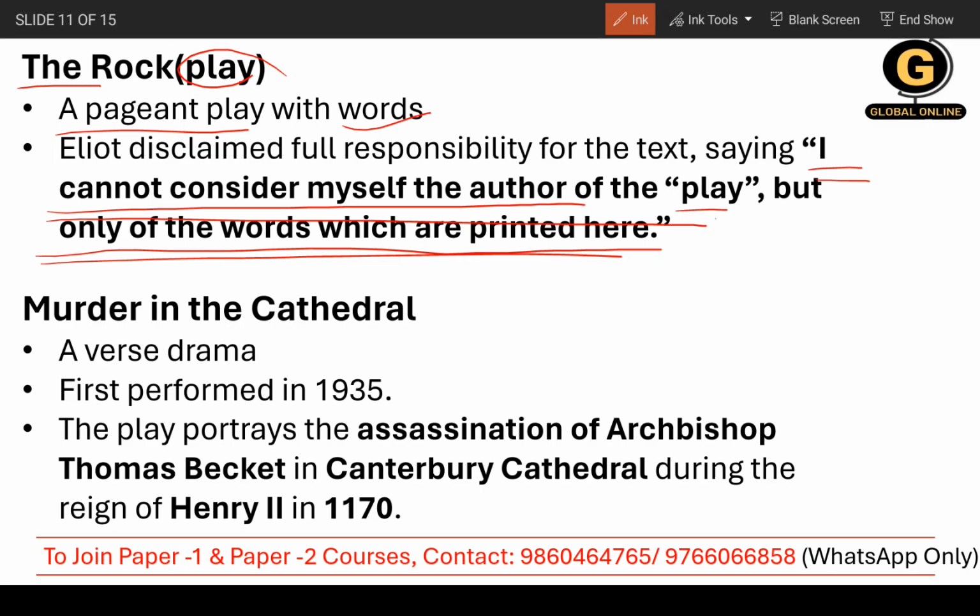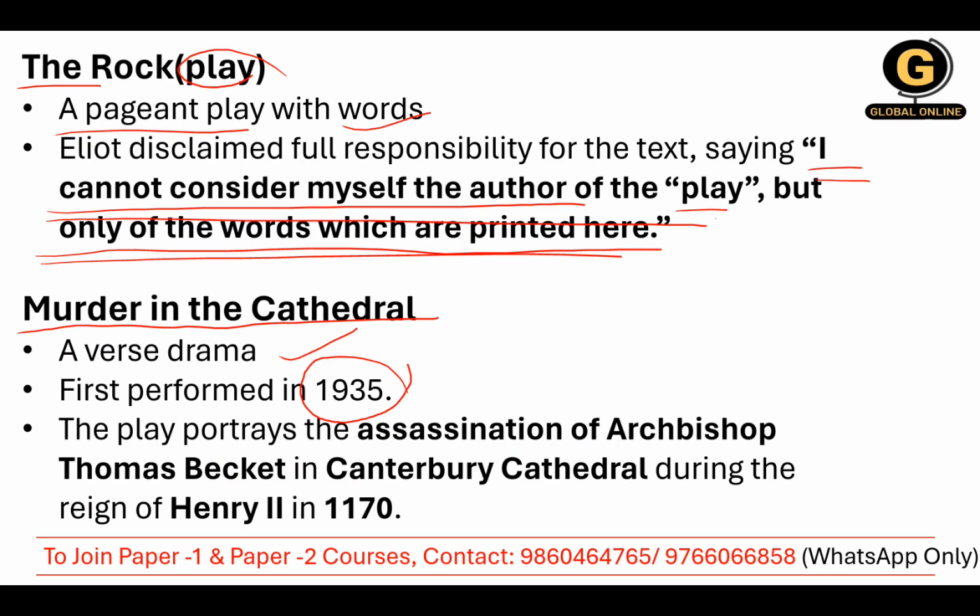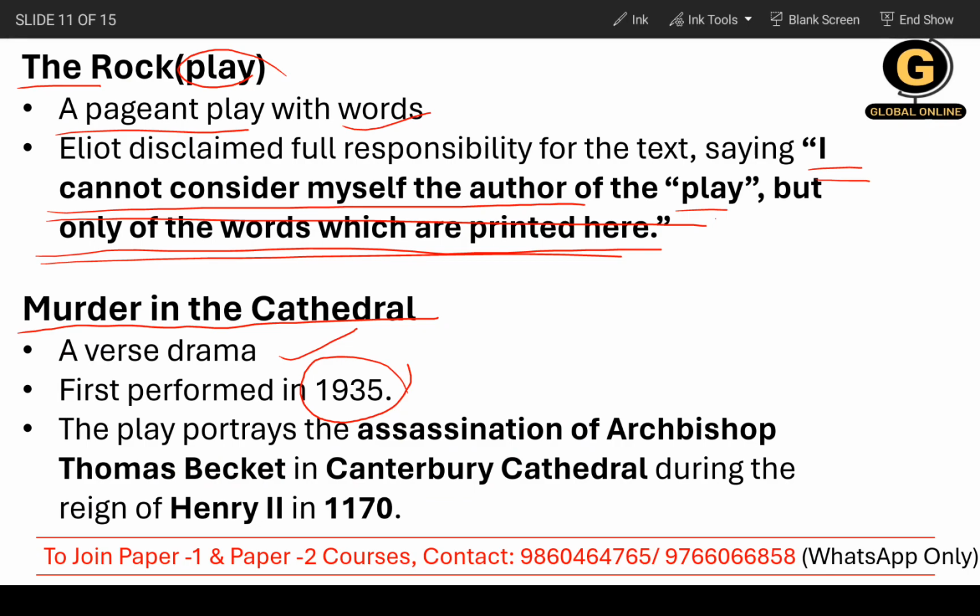Now, the next work, Murder in the Cathedral. It's a verse drama, first performed in 1935. We have already talked about Sweeney Agonistes, which was a verse drama, of course, but it was an incomplete work. But here, Murder in the Cathedral is a complete work, and that was first performed in 1935. Now, focus here on what the story is all about. Basically, the play portrays the assassination of Archbishop Thomas Becket in Canterbury Cathedral during the reign of Henry II in 1170.